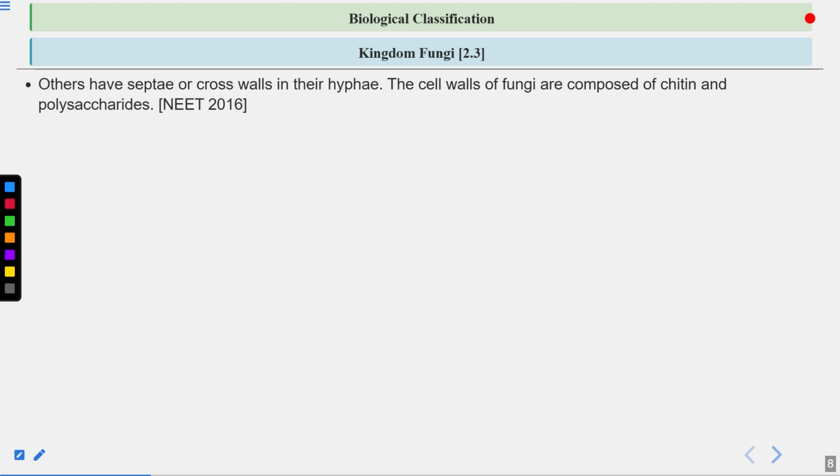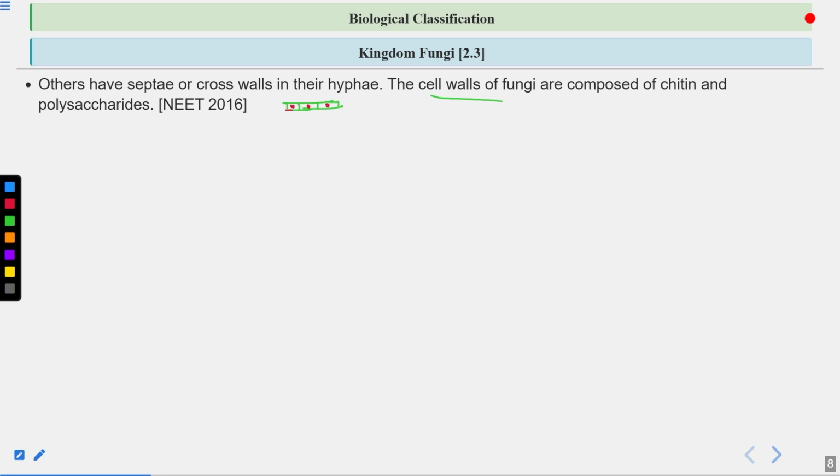Now, the hypha can be septate also. Okay, means they have cross walls in their hyphae and they have their own nucleus. So here the nuclear division is followed by the cell wall formation. So this is septate hyphae.